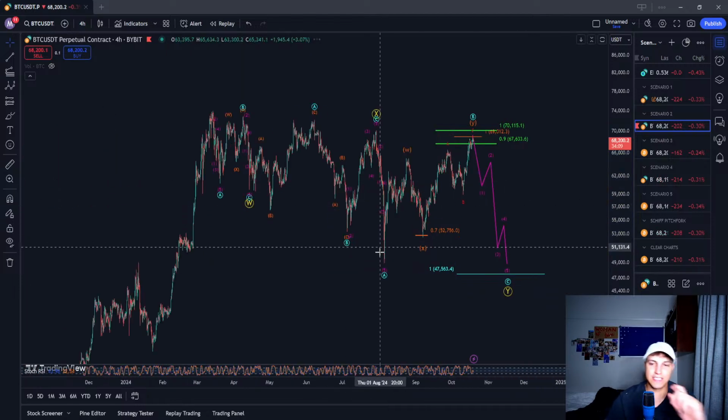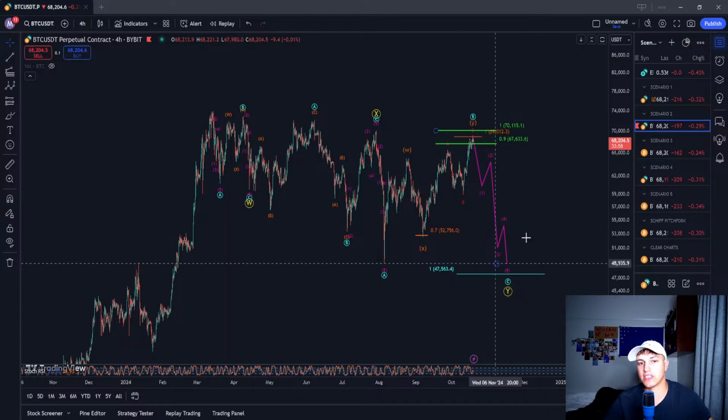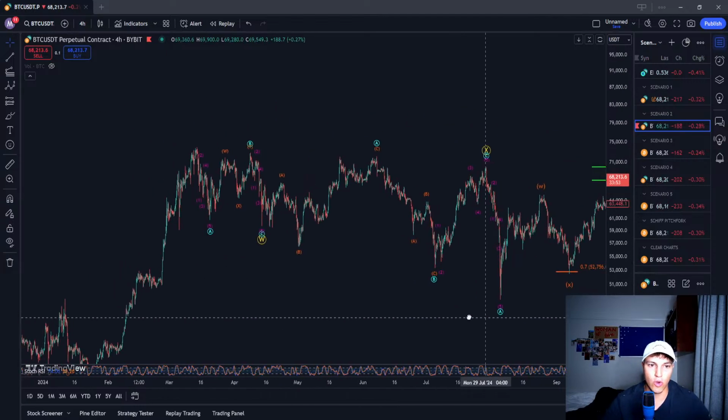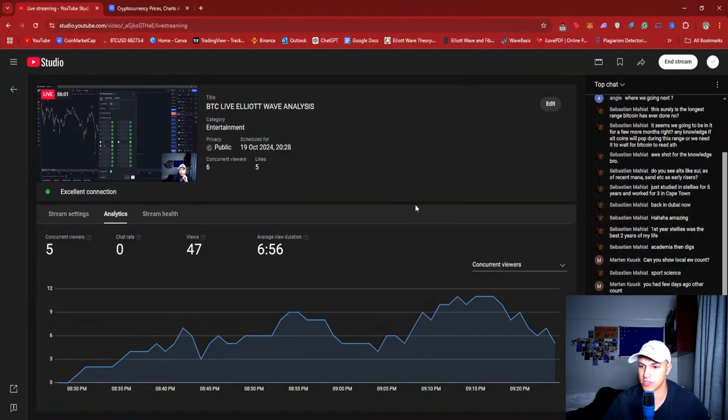Perfect. This is our alternative scenario on the chart, mapped out perfectly. That is exactly how we would map it out if every single wave is counted. So this is quite a nice mapping here. Perfect. Let's see what people are saying.